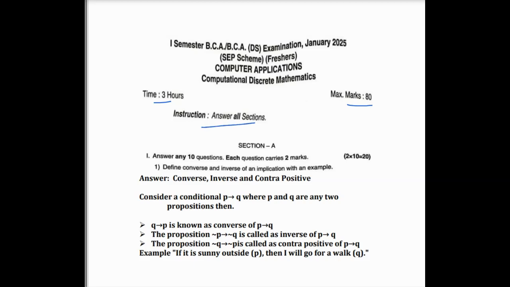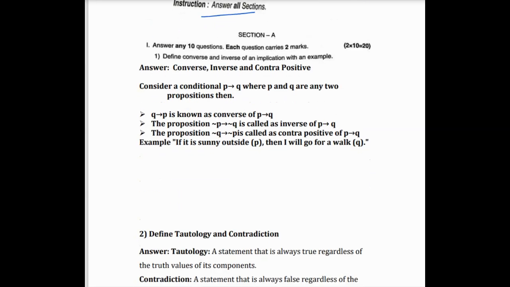Instruction: answer all the sections. We have to answer all the sections. Now, section A. In section A, you have to answer any 10 questions. Each question carries 2 marks. They will give you 12 questions, and you have to write only 10. That is section A. So let us start.